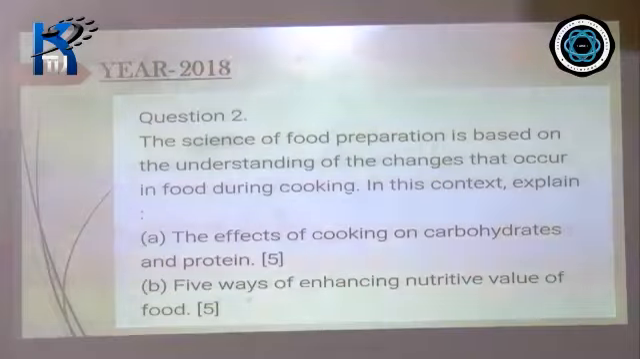And here they had asked us, what happens when carbohydrates and proteins are cooked? That was for 5 marks. Then how can we enhance or improve the nutritive value of foods?